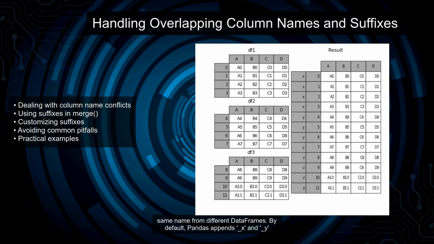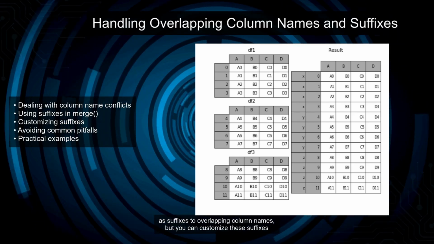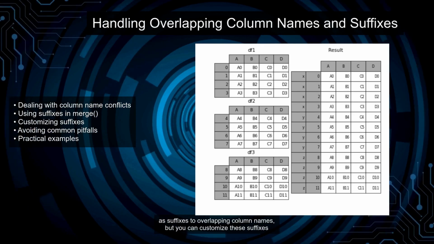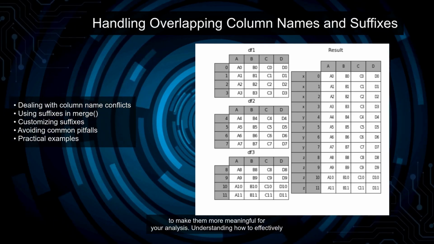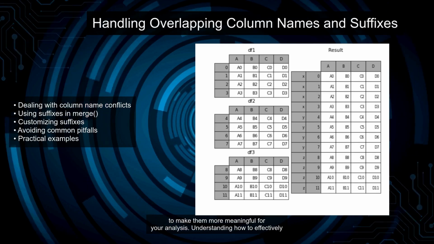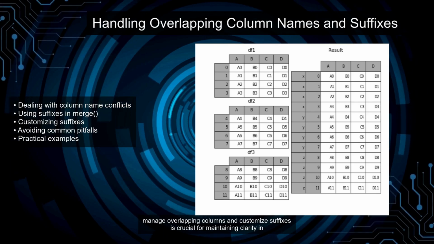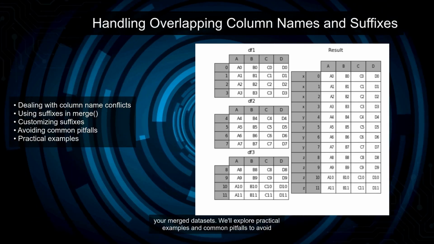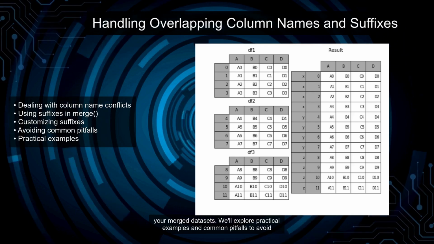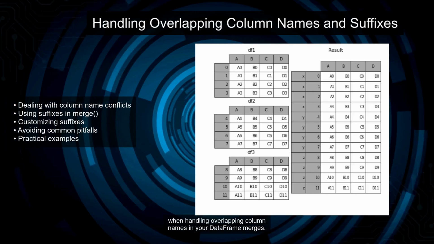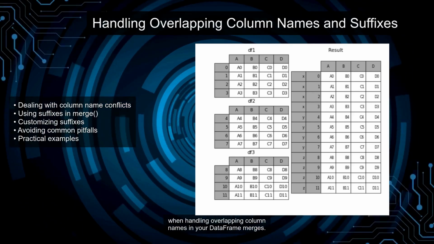By default, Pandas appends _x and _y as suffixes to overlapping column names, but you can customize these suffixes to make them more meaningful for your analysis. Understanding how to effectively manage overlapping columns and customize suffixes is crucial for maintaining clarity in your merged datasets. We'll explore practical examples and common pitfalls to avoid when handling overlapping column names in your data frame merges.